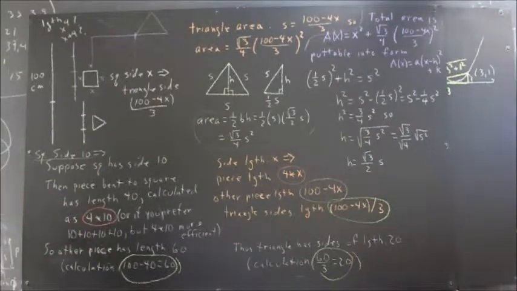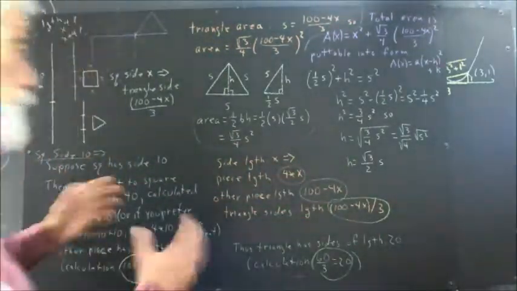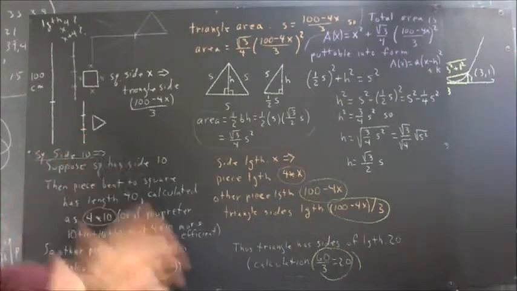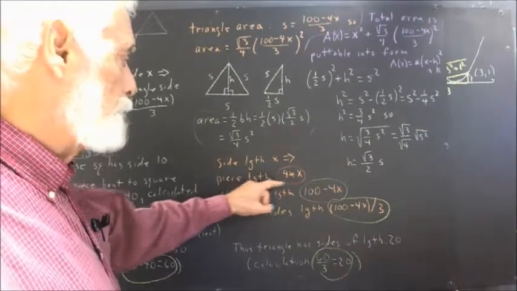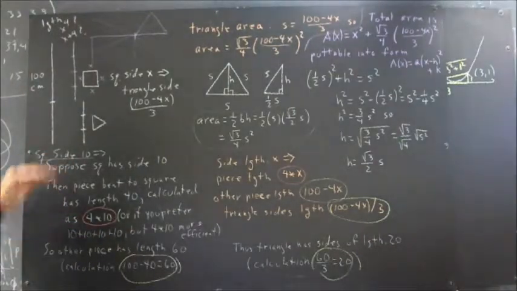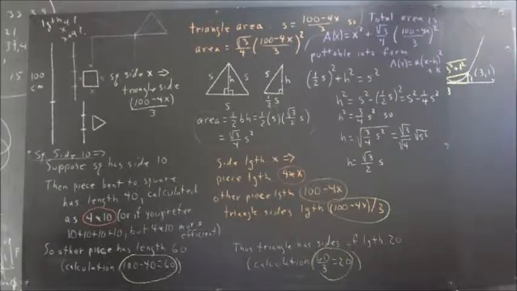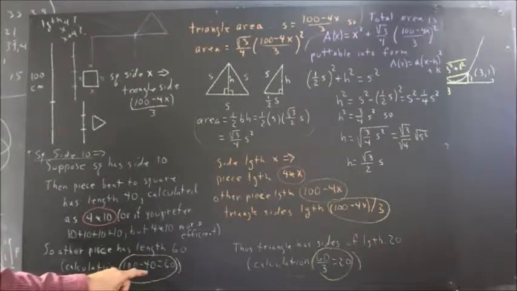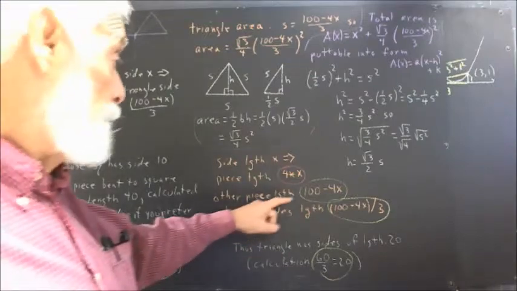Now, if the side length is x, we do the same sequence of calculations. We just do it with x instead of 10. So where we did 4 times 10 here, that piece then has a length of 4 times x. Now that'll be the longer piece. I didn't say the longer piece, but I'm following the same sequence of reasoning steps we used here. Okay, so the next thing we calculated was the length of the other piece. And to do that, we subtracted the length of the one piece from the 100 centimeters. So we do that here.